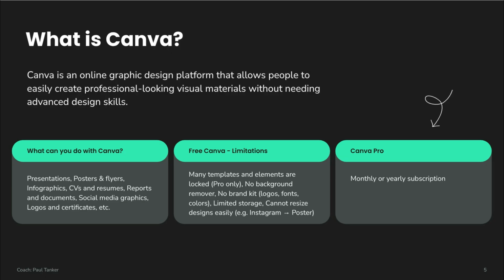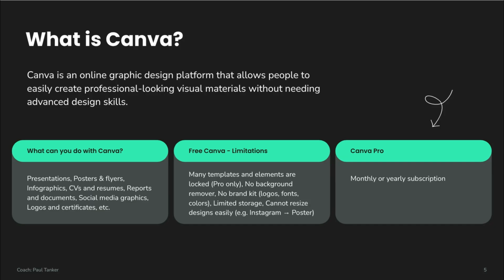For instance, MTN, we know that their color is yellow. For Glo, their color is green. For Airtel, their color is red. So anytime they are doing a design, if it is MTN, you must see yellow. If it is Glo, you must see green. If it is Airtel, you must see red. So that is what a brand kit is.